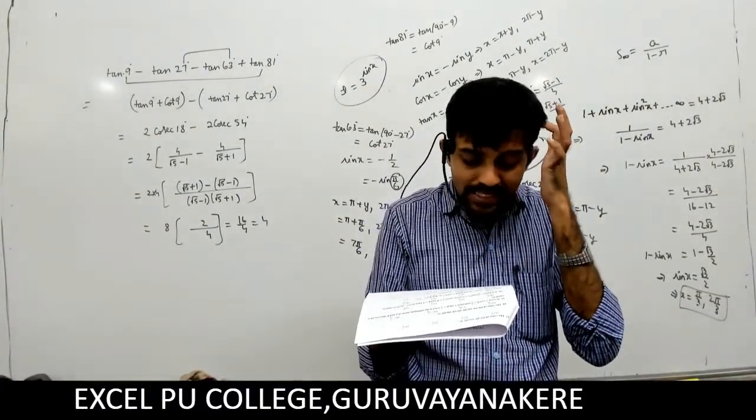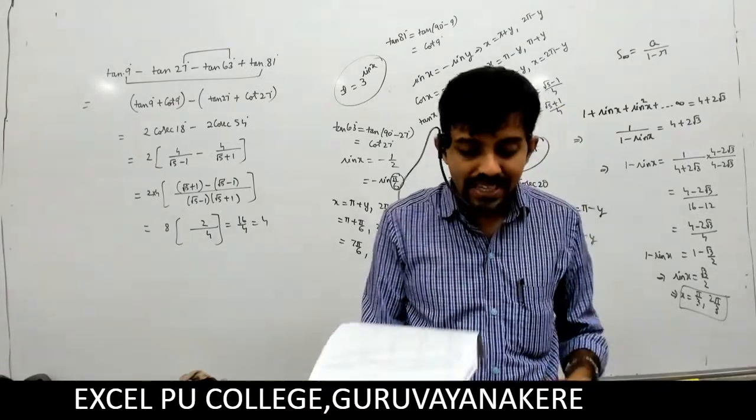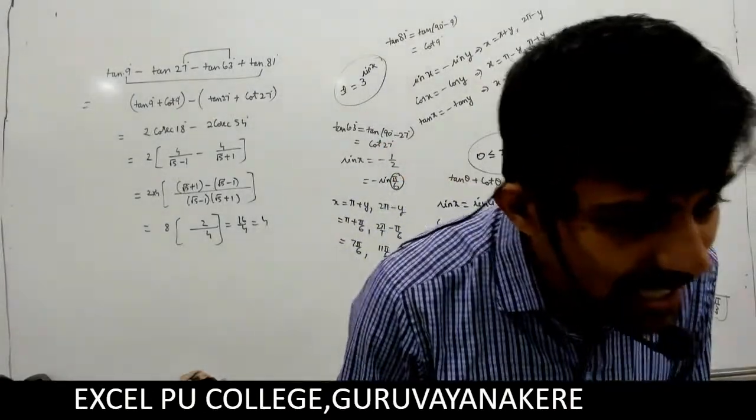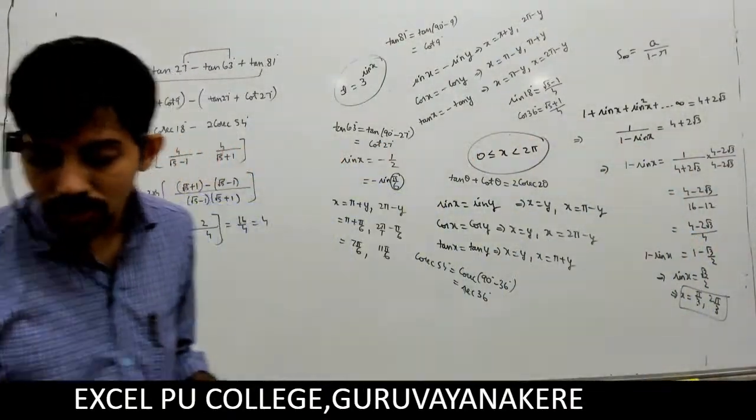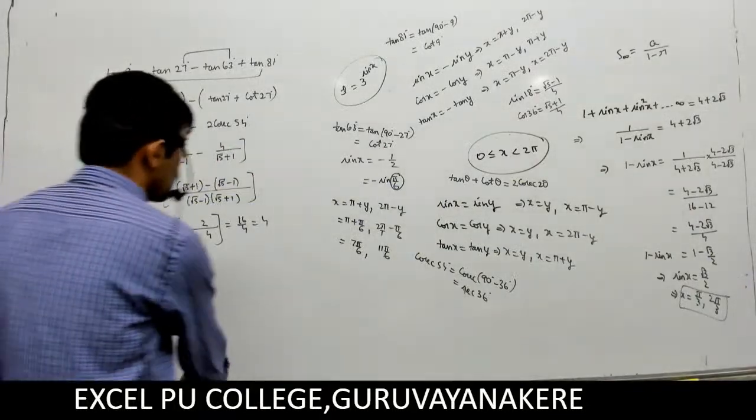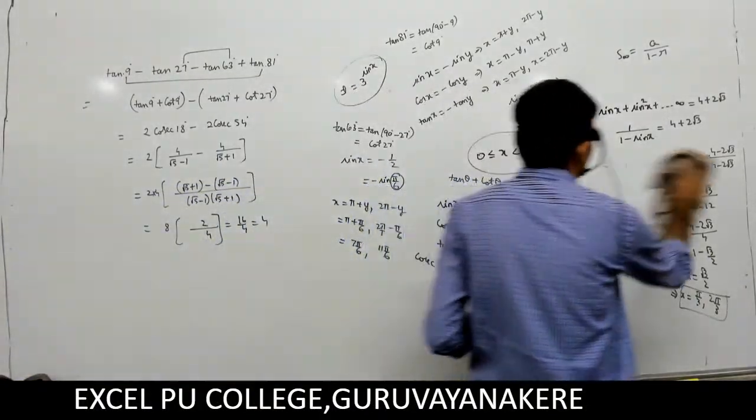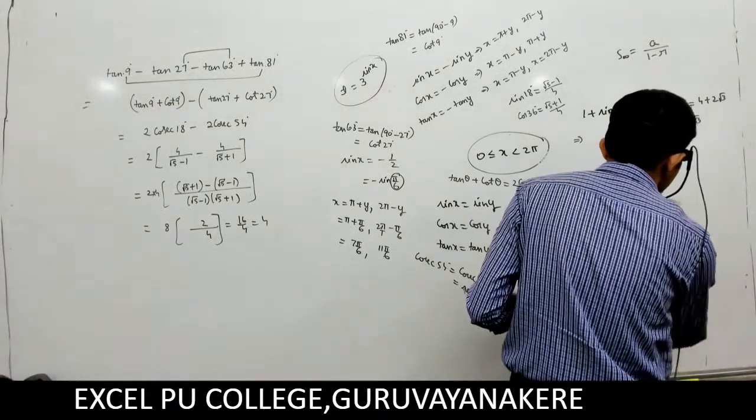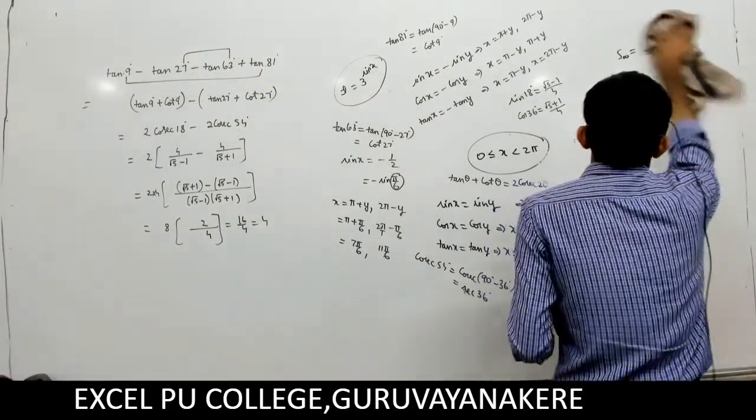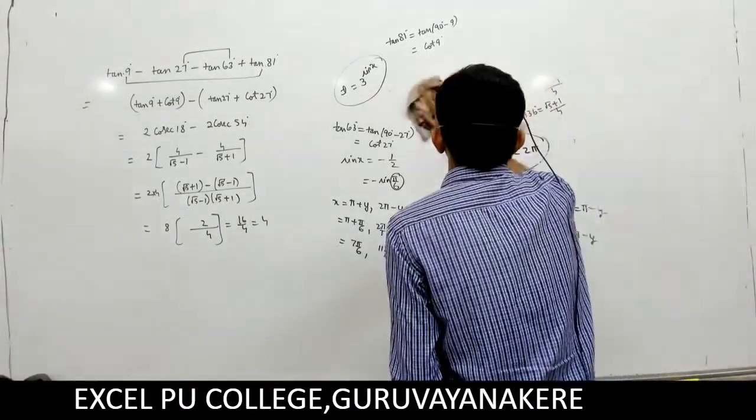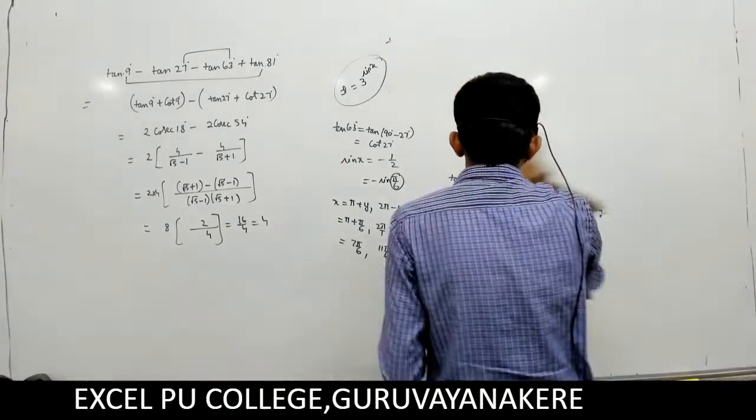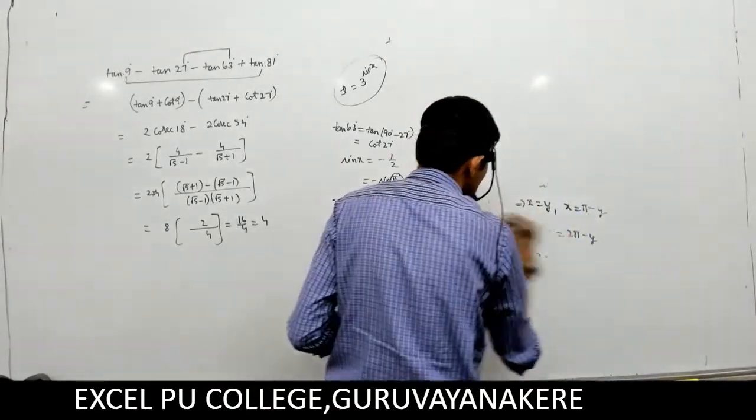Tan theta plus sec theta is 4. You have to find the value of sin theta. Tan theta plus secant theta is equal to 4.